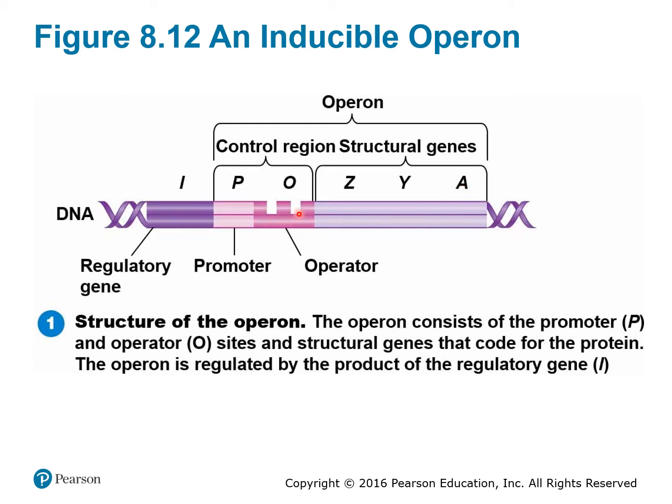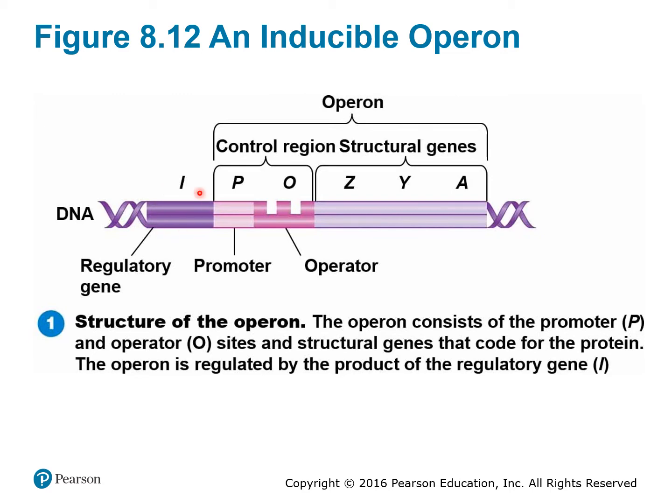The operator is where the repressor is going to bind. So if there is a repressor, then this is where the repressor binds. It binds right here to the operator. The promoter is where the RNA polymerase binds to begin transcription. So if that promoter is blocked, then transcription is going to come to a stop.